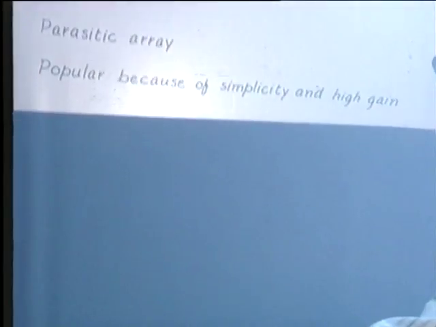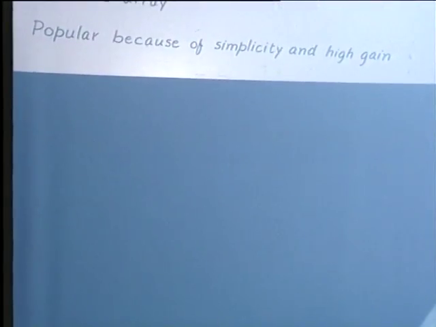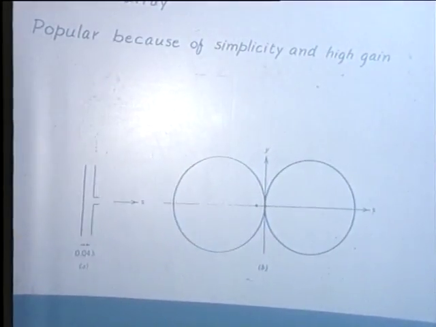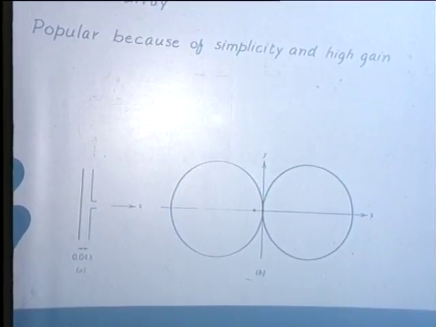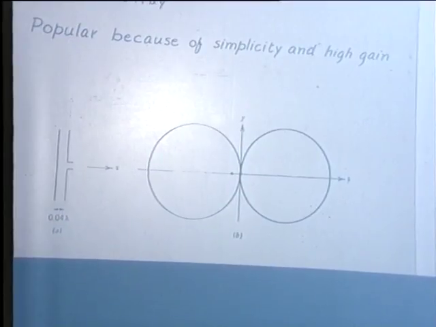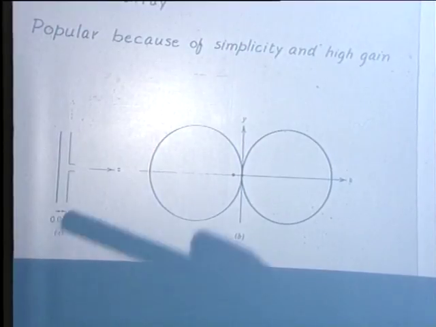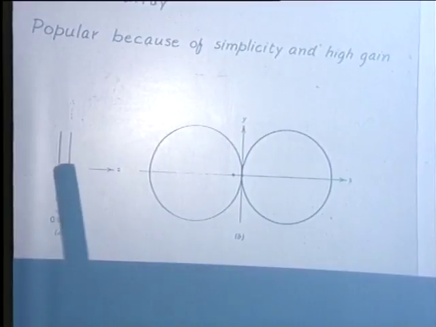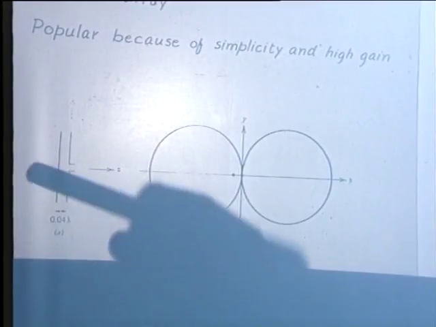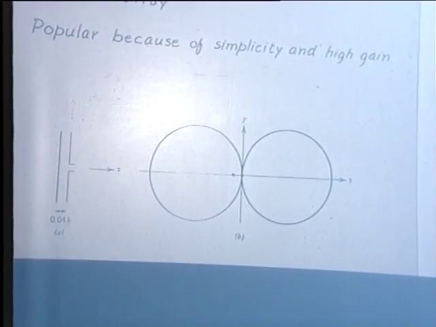Now, as an example, let us consider the following system. What is this system? It consists of two elements. One is the driven element as indicated by provision for connecting a feed, and the other is a parasitic element. In this illustrative example, the separation between these two elements is kept very small.